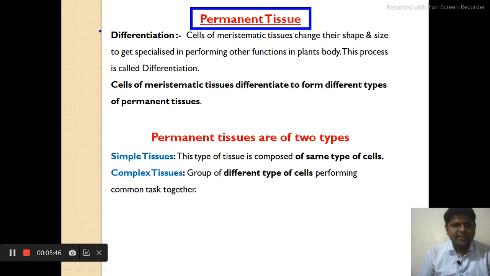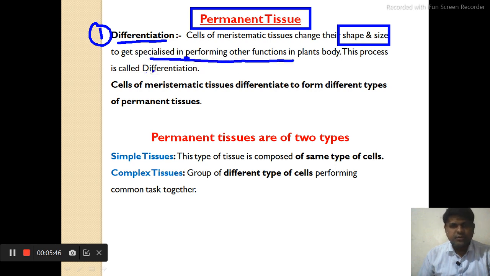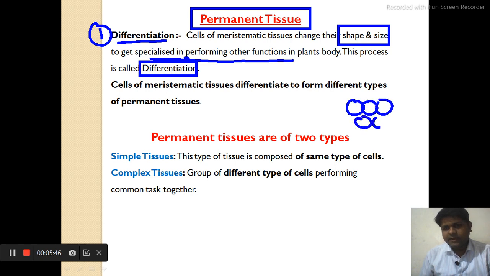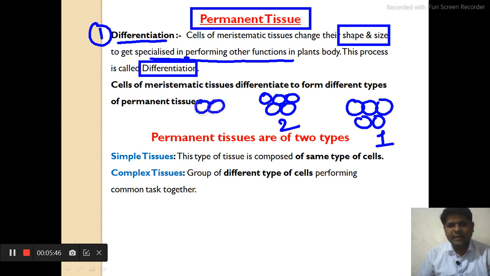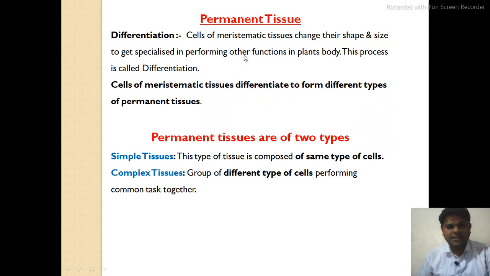So the first definition we need to understand here is differentiation. What is differentiation? When general cells change their shape and size in such a way that they can perform a special task, this is called differentiation. It means there is a group of cells that has been given one task, another group of cells has been given a different task, and another group has different tasks again. So performing all these different tasks is known as differentiation.